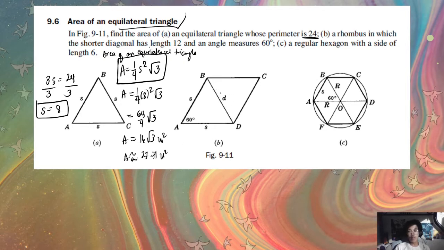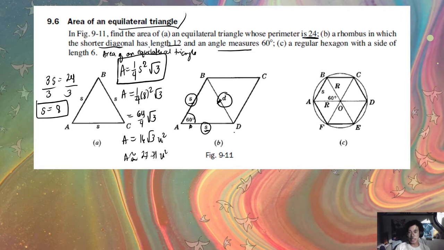Let's try letter B. For letter B, we have a rhombus. It's not just a regular rhombus, because if we look at it very closely, the sides here, since it's a rhombus, are the same. It's a rhombus in which the shorter diagonal has a length of 12 and an angle that measures 60 degrees. Now, this 60 degrees is opposite that of the diagonal. And since these two sides are the same, and since we already have a 60 degrees here, and since we know that the interior angle measurement of a triangle is 180, we can subtract 60 from 180 to get the measurement of the sum of B and D.